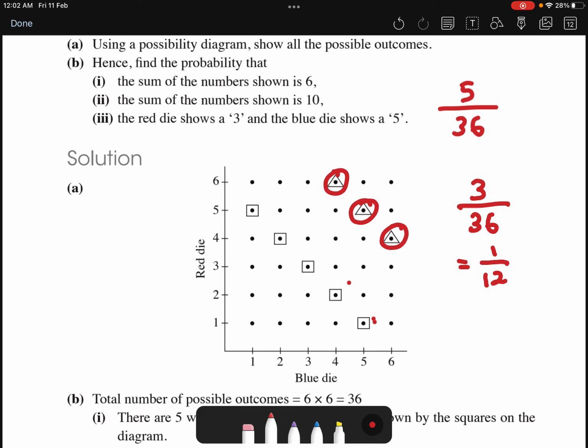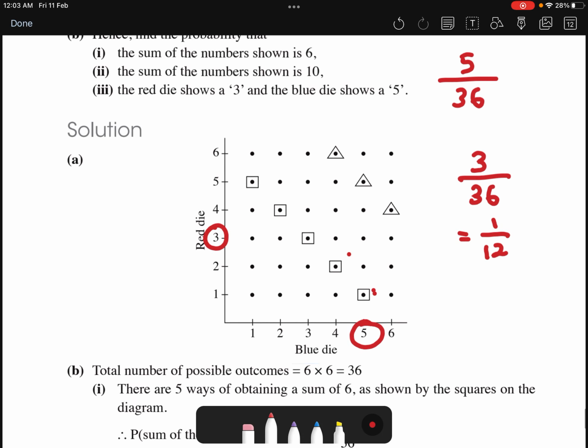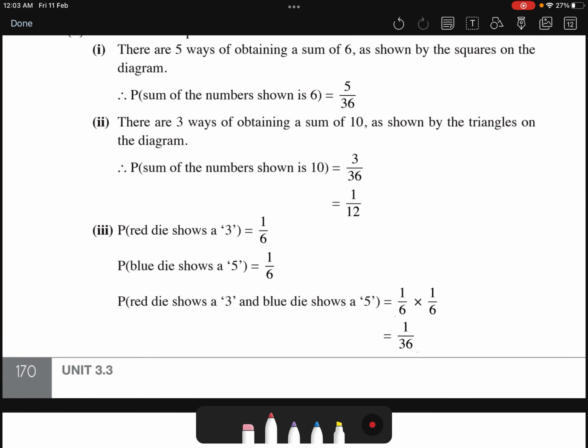The red die shows a number 3 and the blue die shows a 5. So let's see how we do it. Okay, so the red die shows 3, right? Then the blue die shows number 5. Okay, so if you look at this possibility diagram, the only time where you get red die 3, blue die 5 is 1. It is right here. Okay, so it's 1 over 36 for part 3. Right, so you can see that here is 1 over 36.